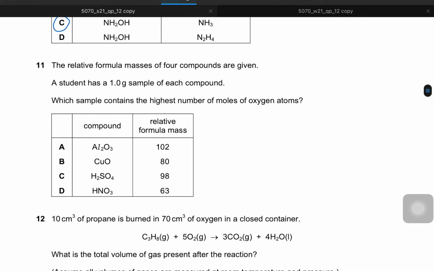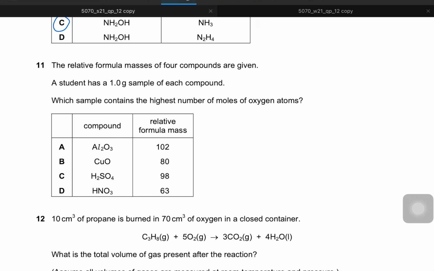Let's go for the other question. The relative formula masses of 4 compounds are given. A student has 1 gram sample of each. Which sample contains the highest number of moles of oxygen atoms? So, oxygen atoms, highest number of moles. Let's see. So it's again a comparison because each time you have only 1 gram.